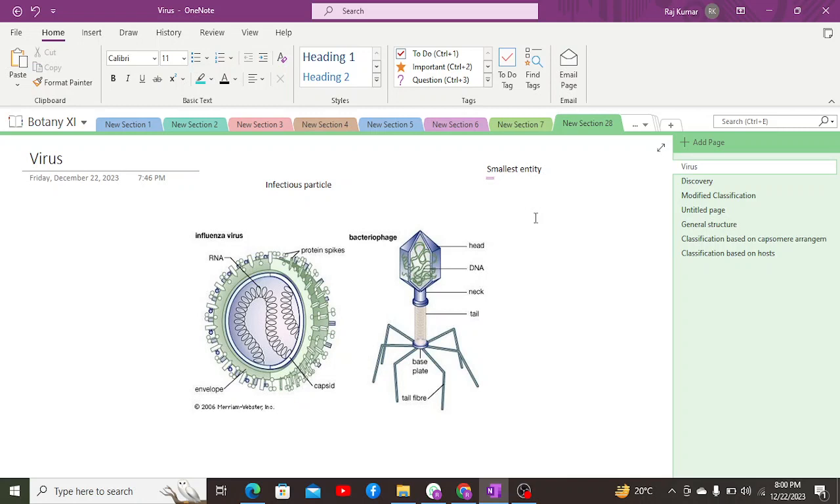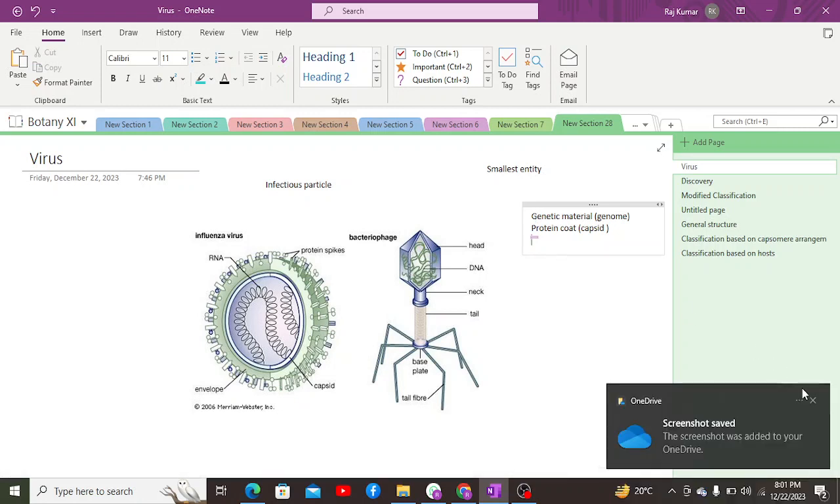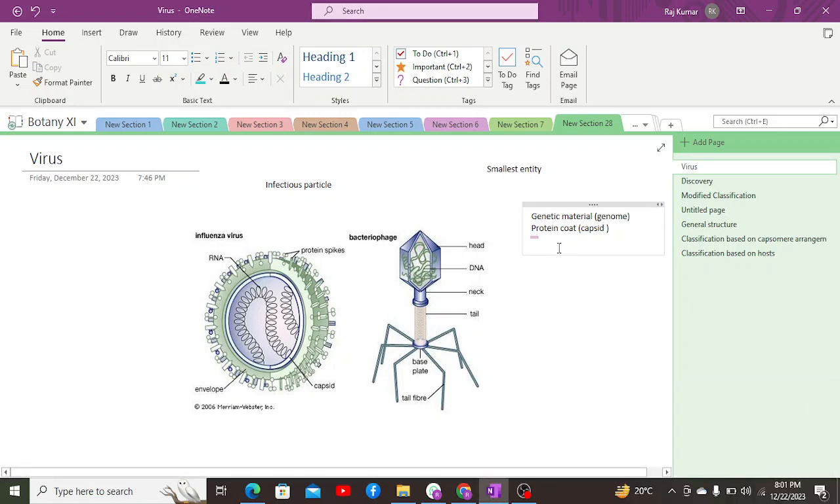Instead of this, there is the presence of some genetic material which sustains it, known as the genome, as well as the presence of an outer protein coat which is known as the capsid. That is the general structure, but in some viruses we also have some other characteristics which we are going to discuss in our next slide.